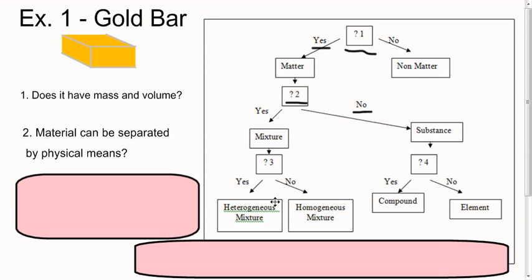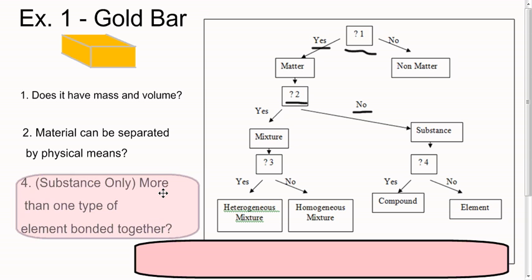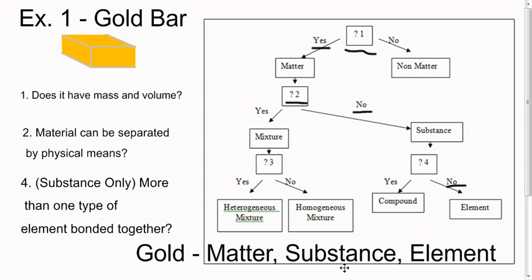And then the final question that we're going to ask is, is it made of more than one type of atom bonded together? It says here element; atom and element are kind of like synonyms. And the answer to that is no. Therefore, gold is an element. Matter, it's a substance, and it's an element.